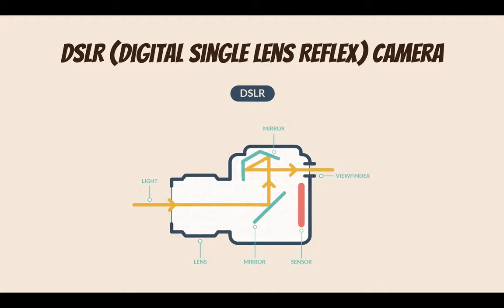The light passes through there, bounces off a mirror that sends the light up in a 90-degree angle. The mirror is at 45, so it shoots the light up and bounces off a series of mirrors that will send that analog image through the viewfinder.